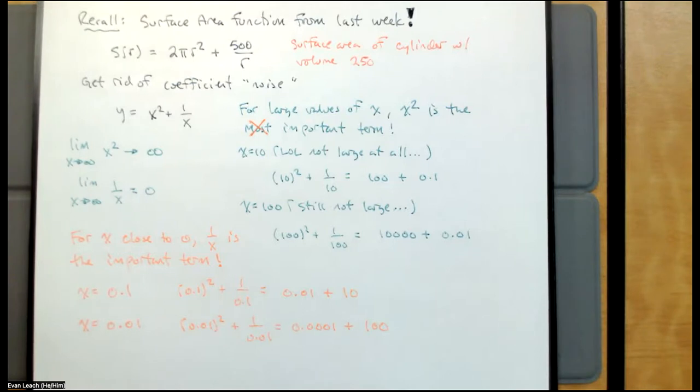Go from 0.1 down to 0.01, and all of a sudden our x squared is only contributing 1/10,000th, while our 1 over x is contributing 100. The closer we get to 0, the more significant the 1 over x term becomes. The closer we get to 0, the less significant x squared becomes.